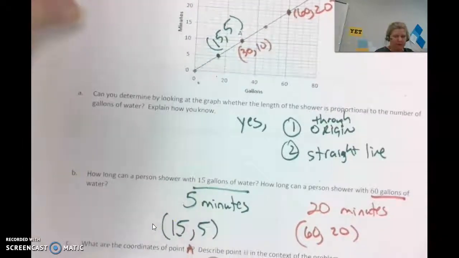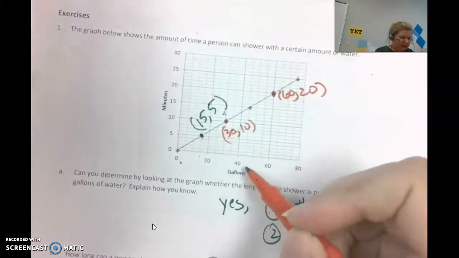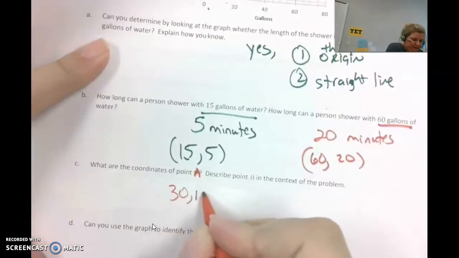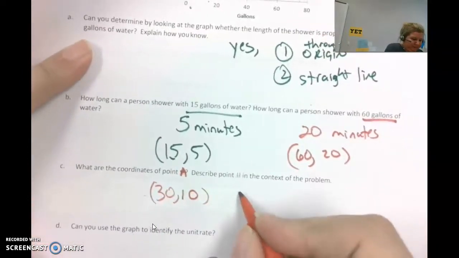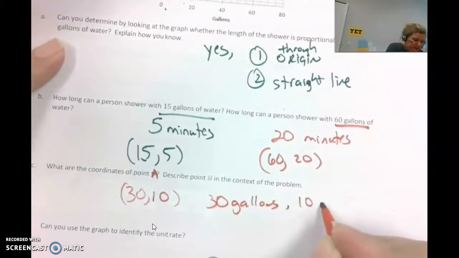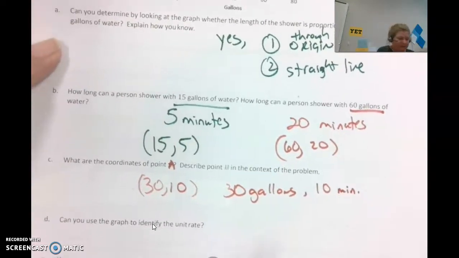Okay, continuing, what are the coordinates of point A? 30, 10, and that's 30 gallons, 10 minutes. So, 30, 10, 30 gallons, and 10 minutes. Can you use the graph to identify the unit rate?